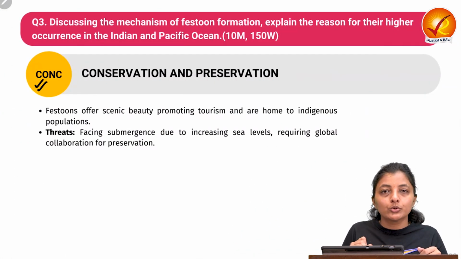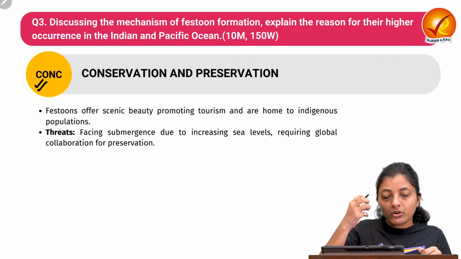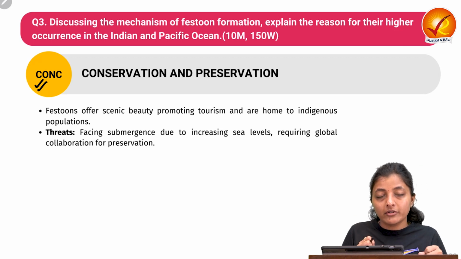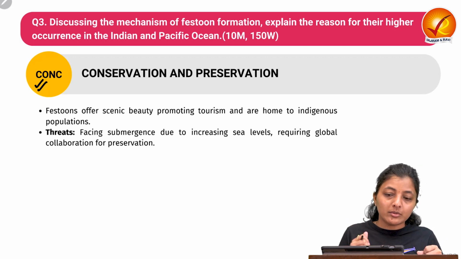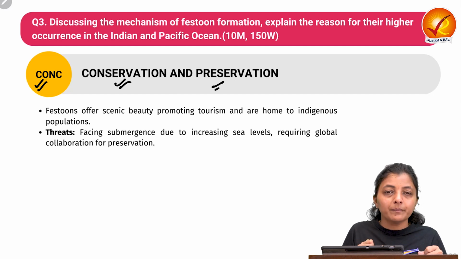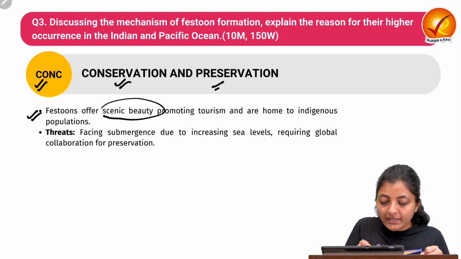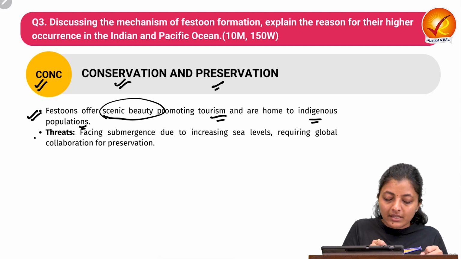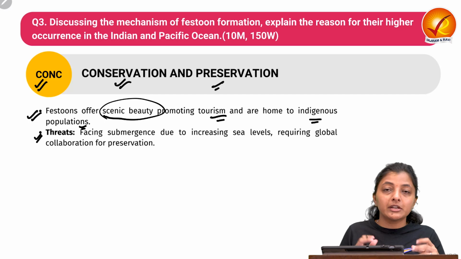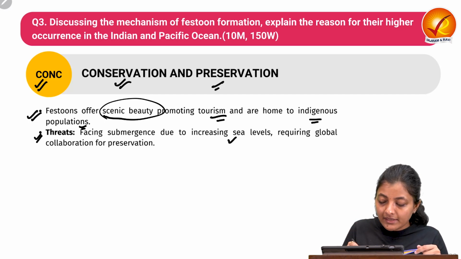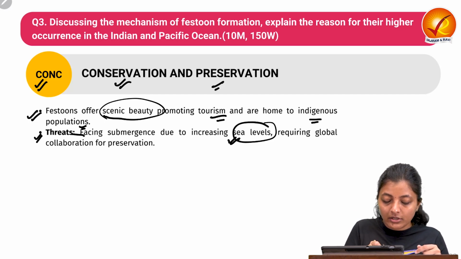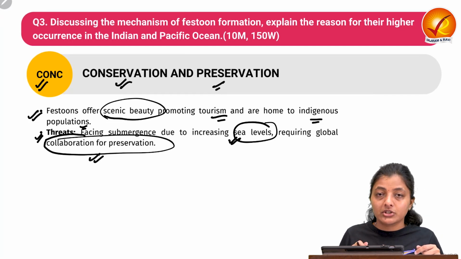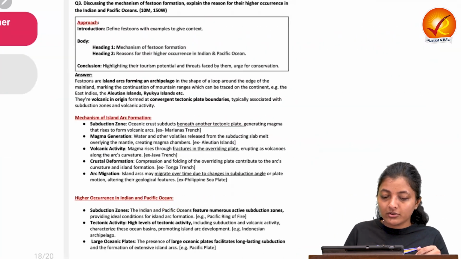Finally, moving on to the conclusion, you can write that because the festoons, the islands, hold a very important role for tourism and recreation, we need to conserve and preserve them. Festoons offer scenic beauty, promote tourism, and are home to indigenous populations. There are different types of threats over there, so we need to tackle that. Like sea level rise requires global collaboration for preservation and conservation. So this way our third answer is also completed.